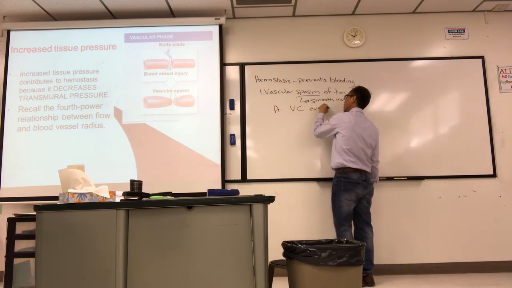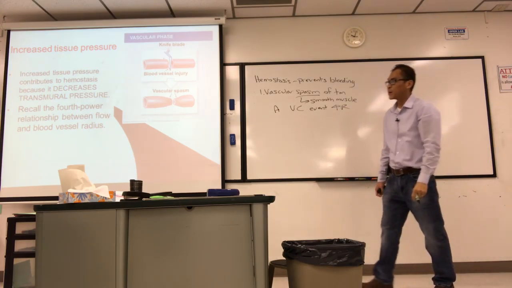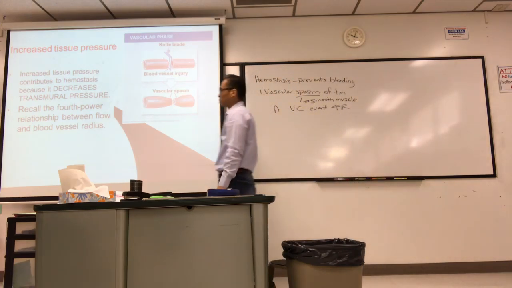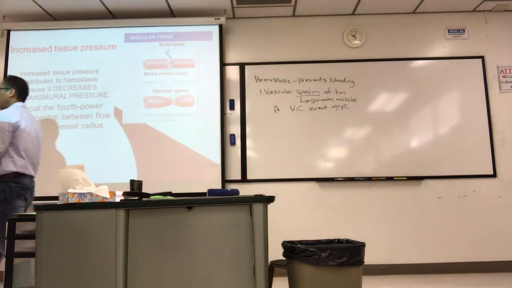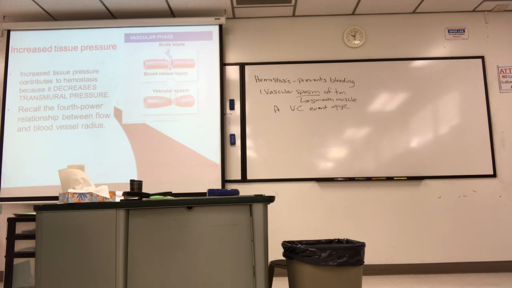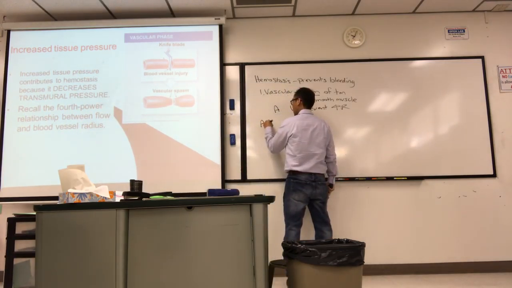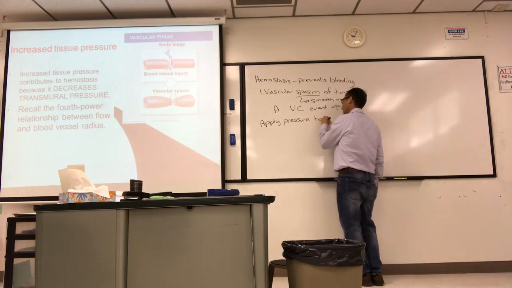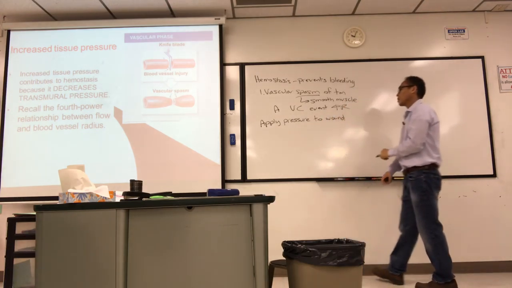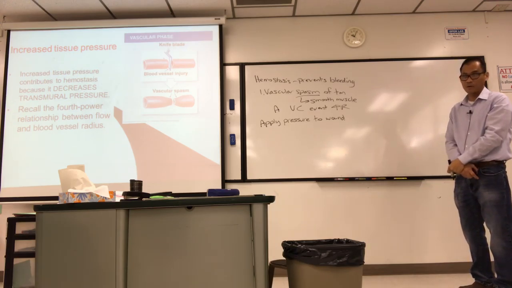A VC event increases the resistance to blood flowing, right? So it helps to stop the bleeding. The fancy way to put it is you're decreasing the transmural pressure. But basically, this picture illustrates the idea to help stop the bleeding. So that's one way the artery can spasm. Another way that you can help this situation is to apply pressure. If you apply pressure to a wound, you can help this spasm and help to stop the bleeding, keep the blood in the arteries.